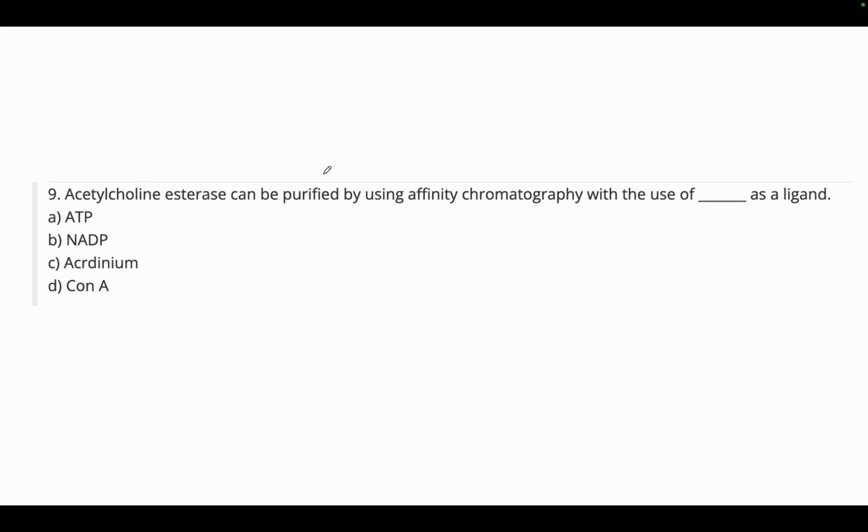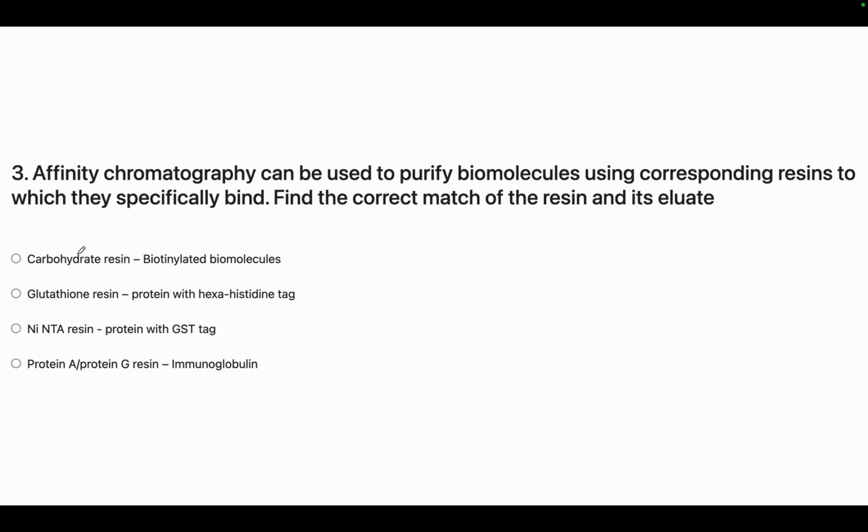Acetylcholine esterase can be purified using affinity chromatography with the use of DASH as a ligand. So here, of these options, acrinidium is the only ligand that can be used for acetylcholine esterase. Okay, these are just textbook questions based on pairs of affinity ligands.